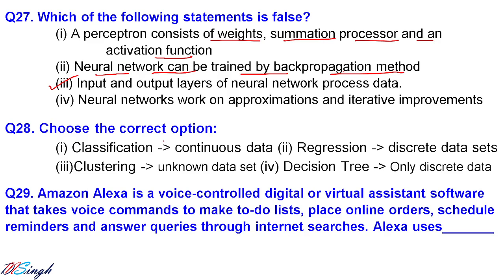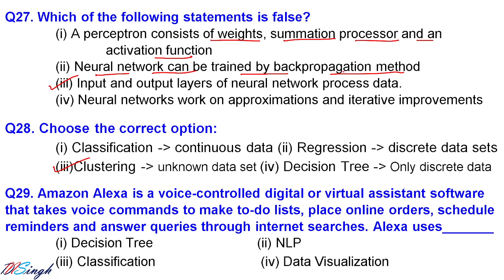Choose the correct option. Classification, continuous data. And you have regression, discrete data. That is also not correct. Clustering, unknown data set. That is correct. Classification, you have discrete data. Regression, you have continuous data. Decision tree, only discrete data. That is also wrong. Let us go for question number 29.